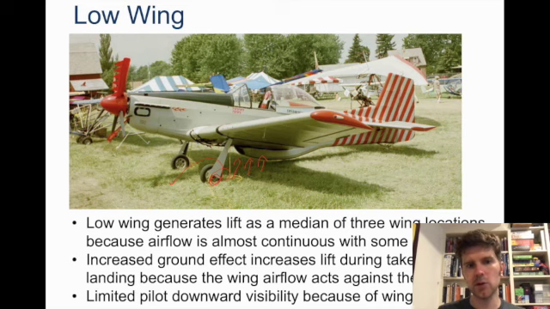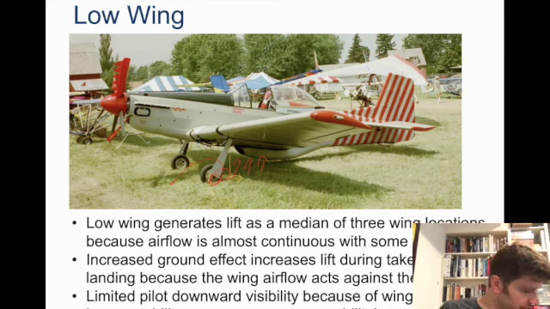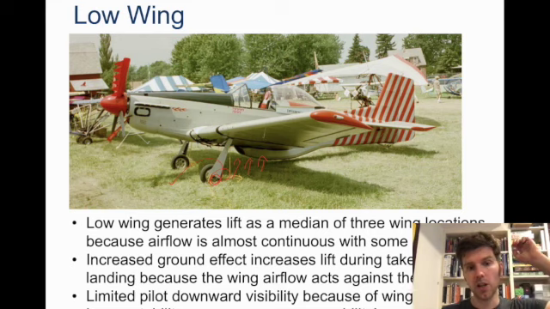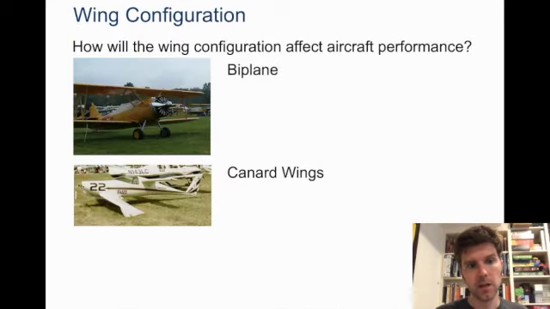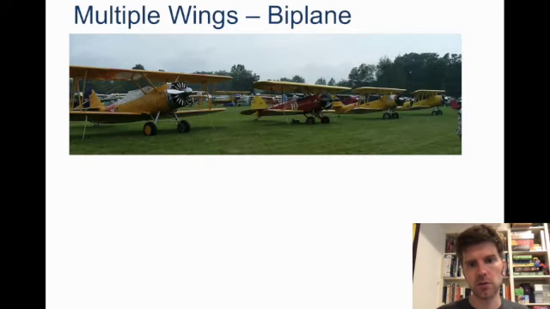It does limit your downward visibility somewhat, although if you're a military plane, your wing also protects you. It also is kind of like an upside down pendulum. The wing is on the bottom, which makes the plane less stable, which coincidentally makes it a lot more maneuverable. Your wing configurations, you can have different things. So you could have, you see a lot of biplanes and even triplanes.